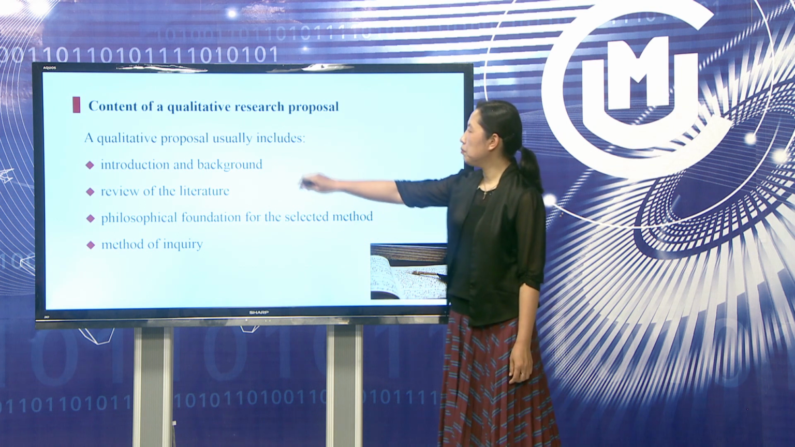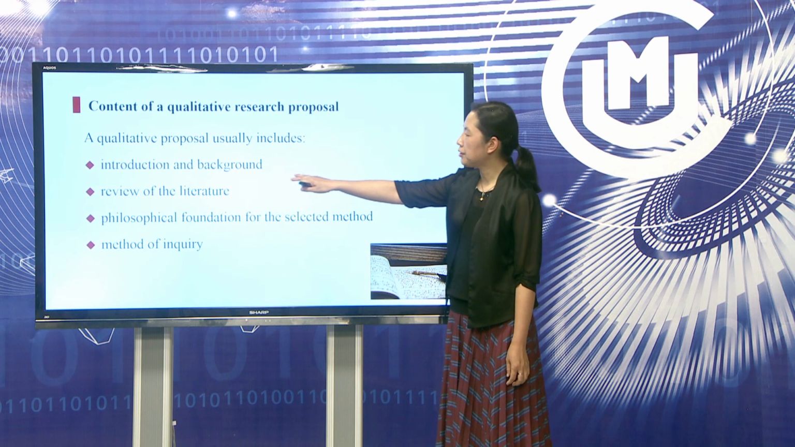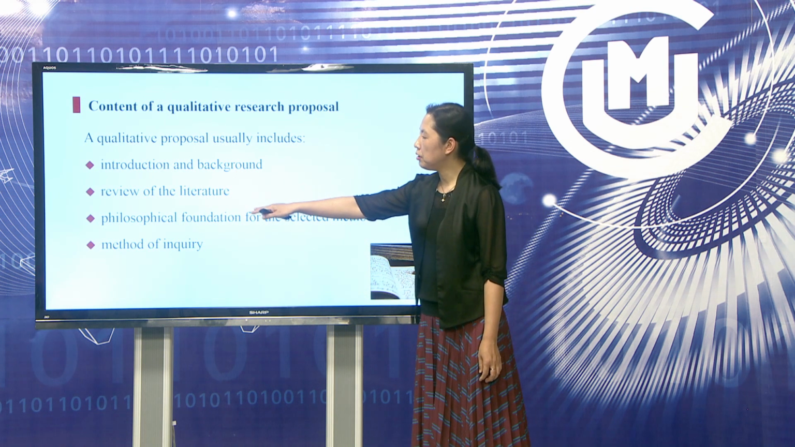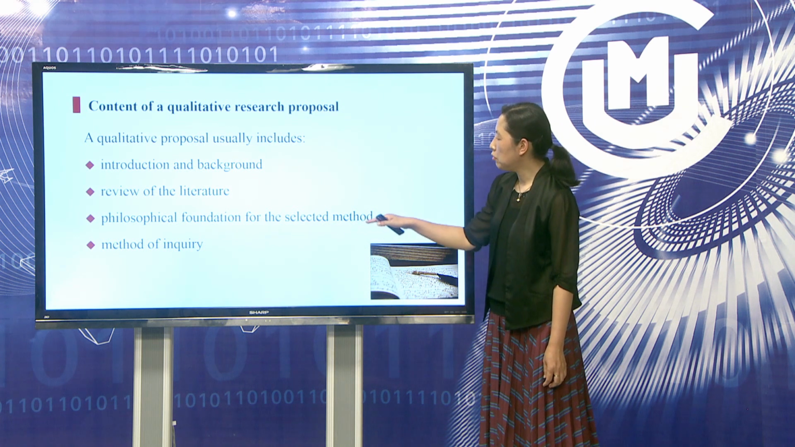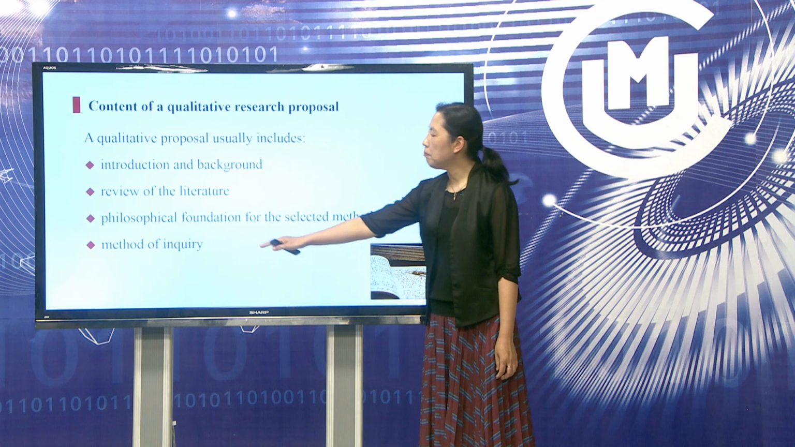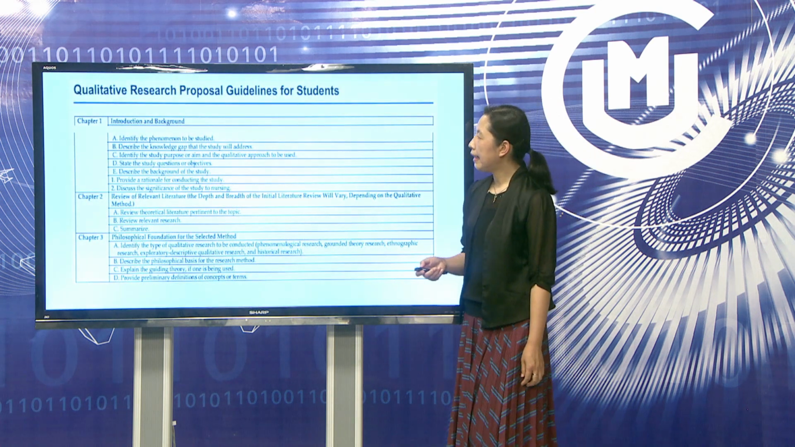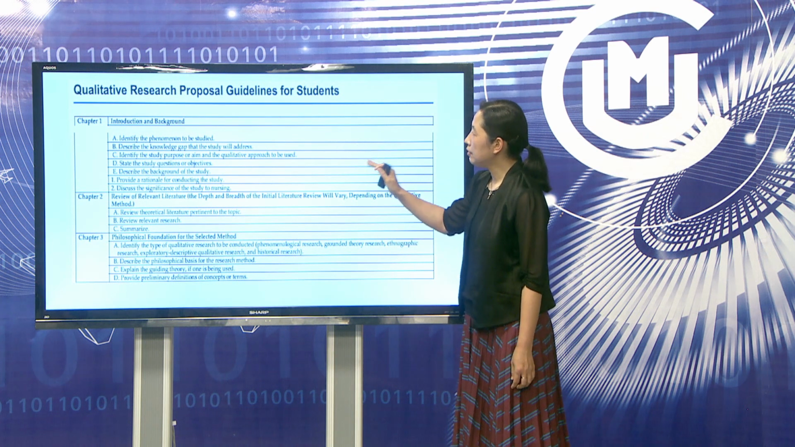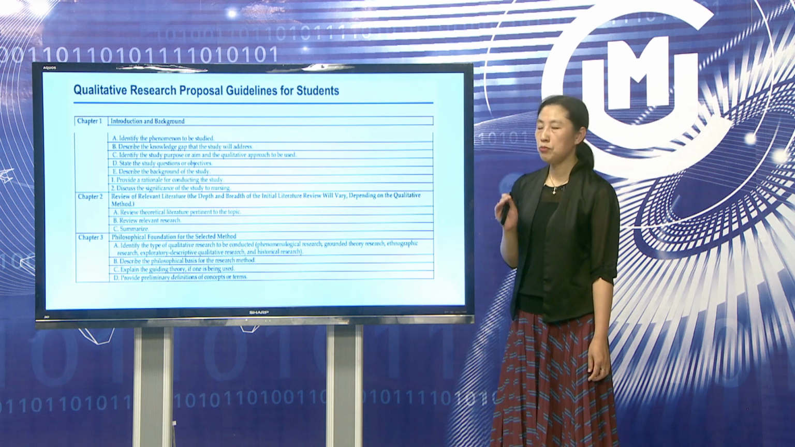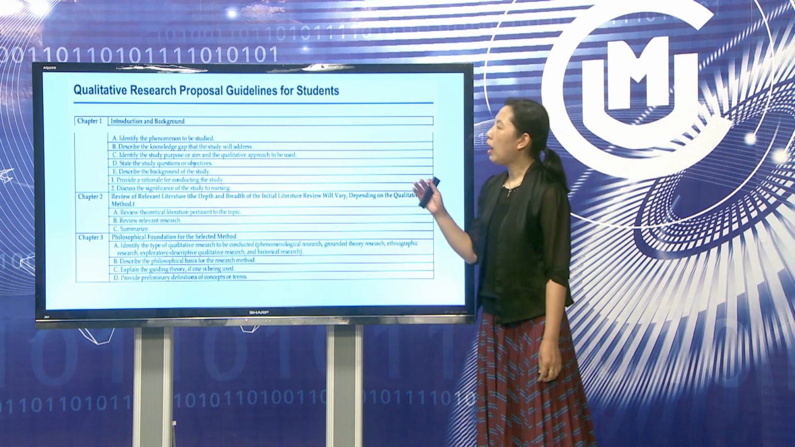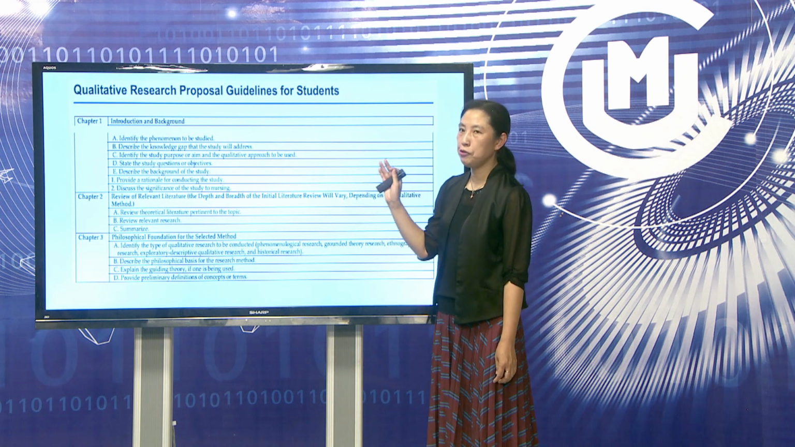And the qualitative proposal usually includes several parts. The first one is the introduction and the background, and then you review the literature, and you need to describe the philosophical foundation for the selected method and also the method of inquiry. So I also borrowed the table from the book, and you see this is the qualitative research proposal guideline. It's really, really helpful for students.